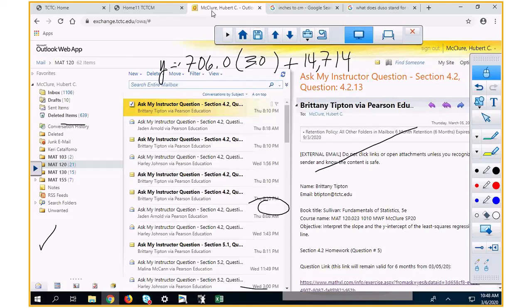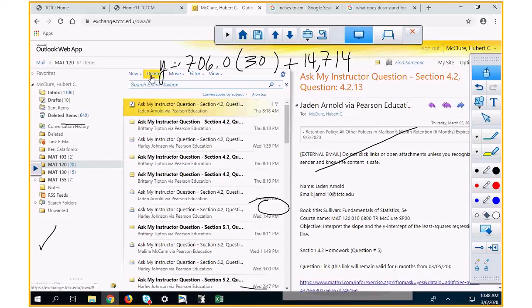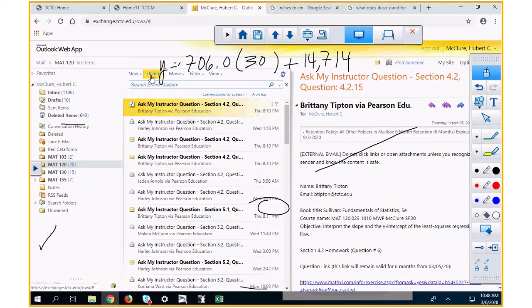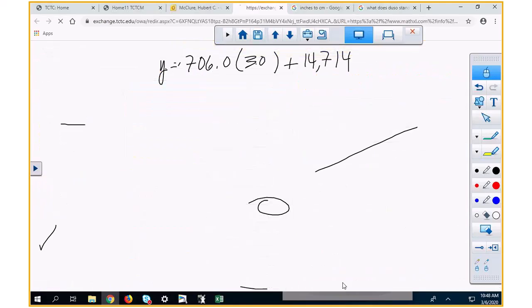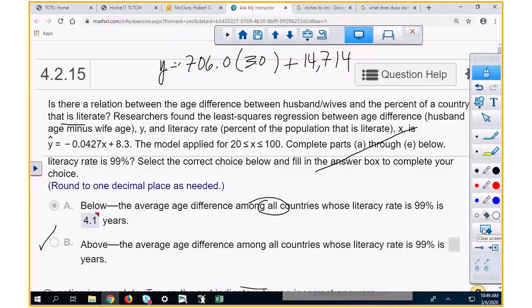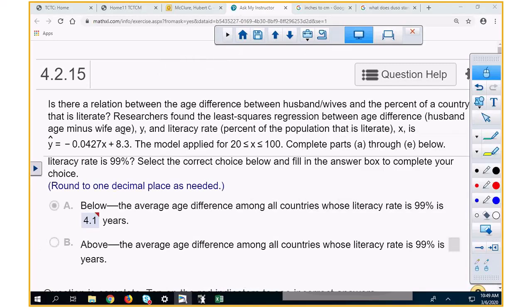Next, 4.2. Let's see if that's 13. 4.2, 15/6. Is there a relation between the age difference of husbands and wives and the percent of a country that is literate?